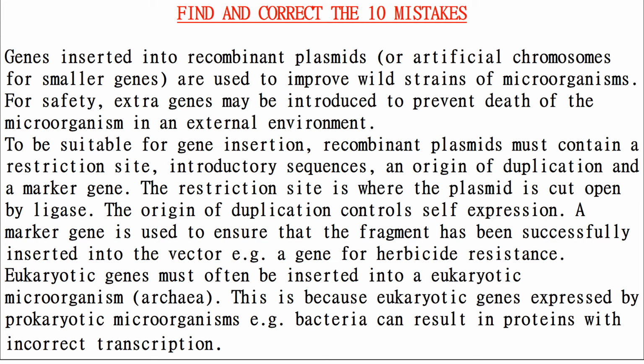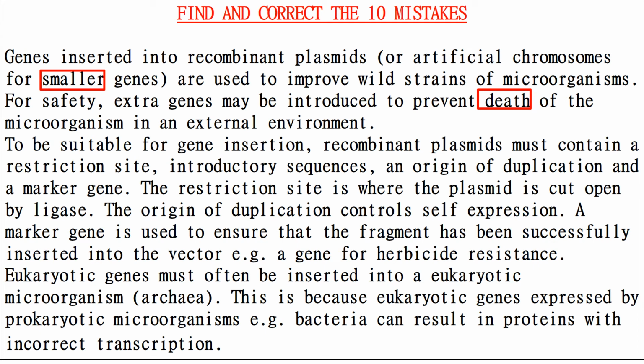So first paragraph, genes inserted into recombinant plasmids are artificial chromosomes for smaller genes. That's a mistake. So if it's an artificial chromosome, then you've got a larger gene. So these genes are used to improve wild strains of microorganisms. For safety, extra genes may be introduced to prevent death of the microorganism in an external environment. So it's not to prevent death, it's to cause death. So to prevent survival would be the more appropriate word in there.